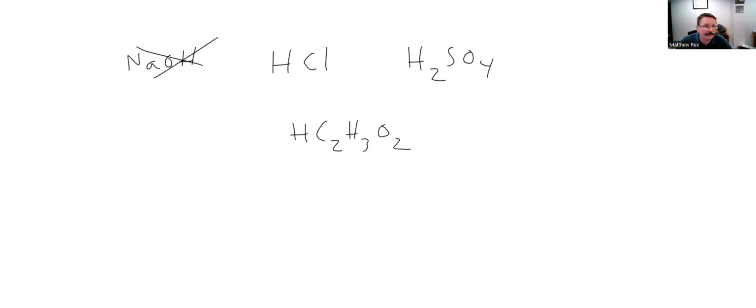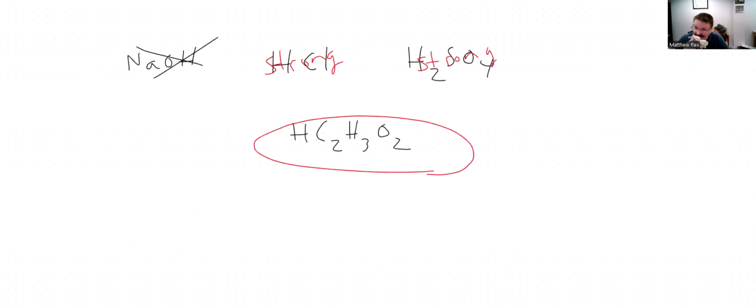Well, for HCl, if you remember, we need to know those 6 strong acids, and that's one of them, so we can throw that out. And sulfuric acid is also one of our 6 strong acids, so we can throw that out. This one is an acid, and it's not one of our 6 strong acids that we need to memorize. So therefore, by default, it is a weak acid.